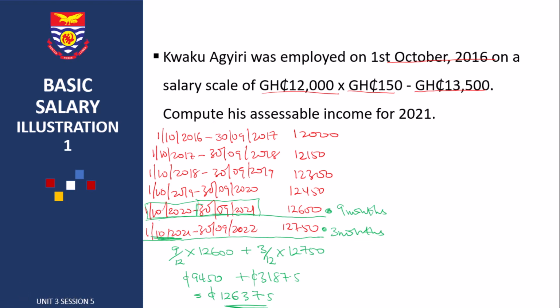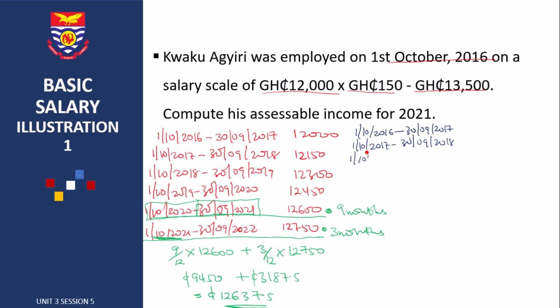When you are given this question, you first have to determine the increment. So we started by looking at the increment from 1st October 2016. So we had 1st October 2016. 1 year from that time is 30th September 2017. 1st October 2017 to 30th September 2018. We will do this till we get to 2021.